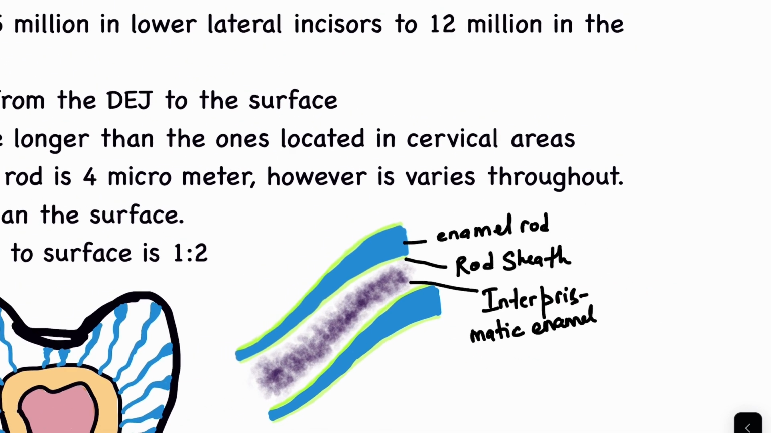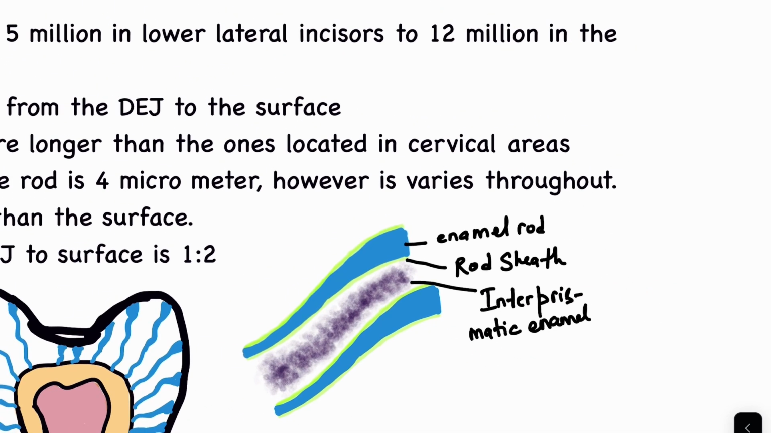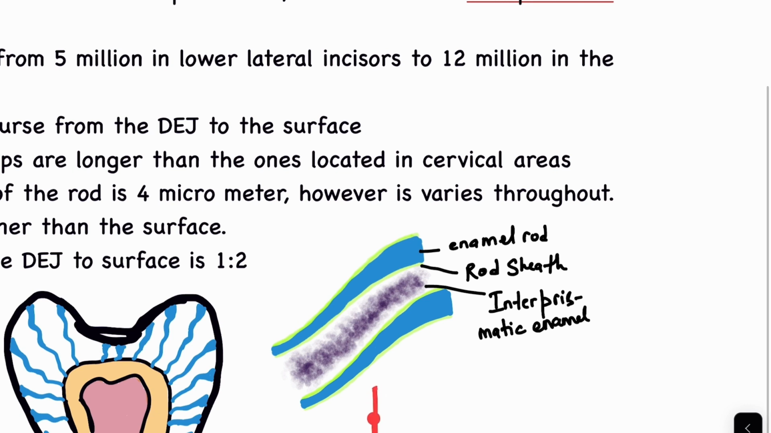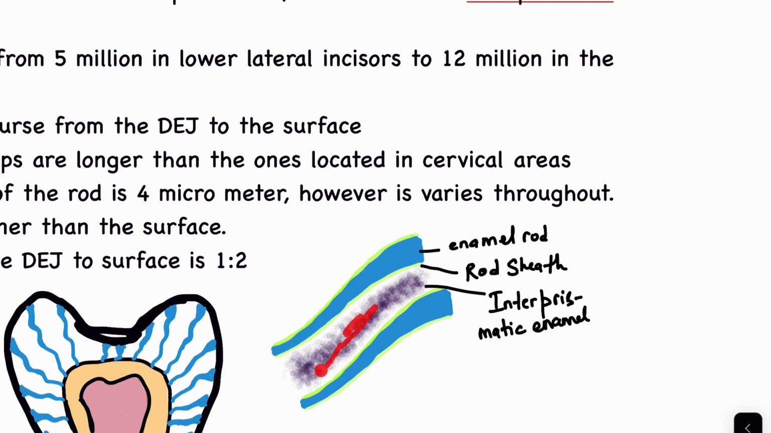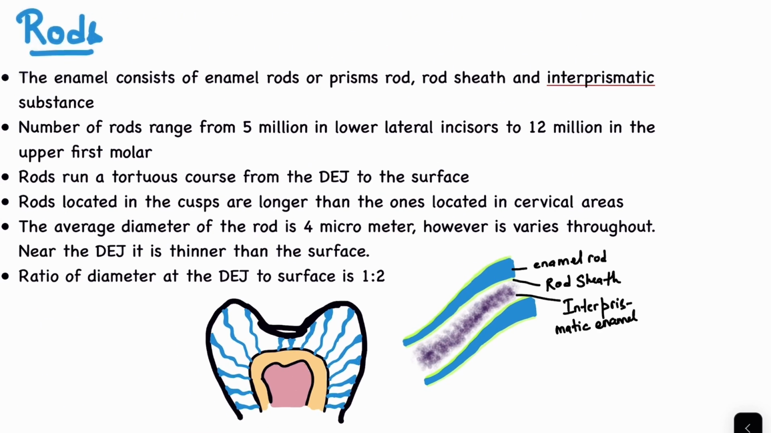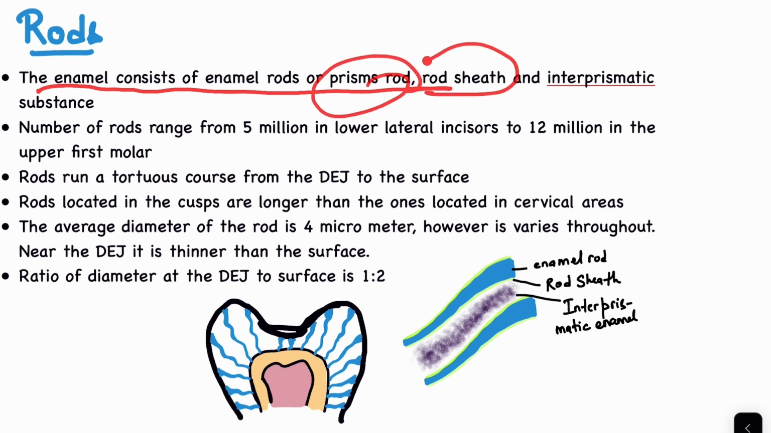So when enamel is formed, there are two components formed by the ameloblast. One is the enamel rod, and second is the interrod material, which is the interprismatic enamel. So it basically fills in the space between two rods or multiple rods. So this is what it says: enamel consists of enamel rods or prism rods, rod sheath, and interprismatic substance.